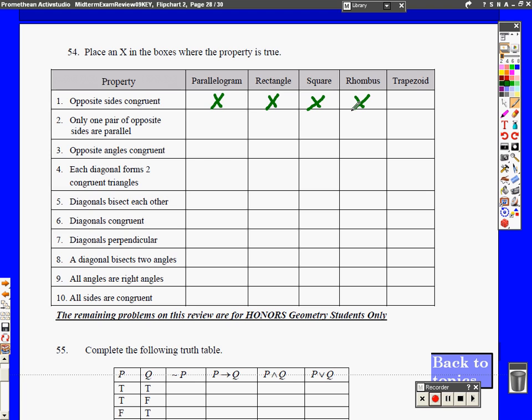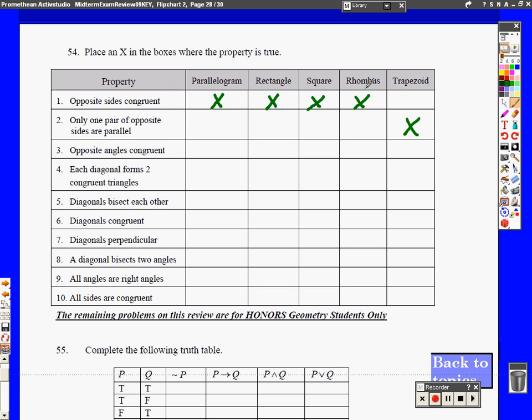A trapezoid, however, does not have both pairs of opposite sides congruent. Only one pair of opposite sides are parallel is a characteristic specific to a trapezoid. It is what makes it different from all of the other types of parallelograms. So only trapezoids have only one pair of opposite sides that are parallel.